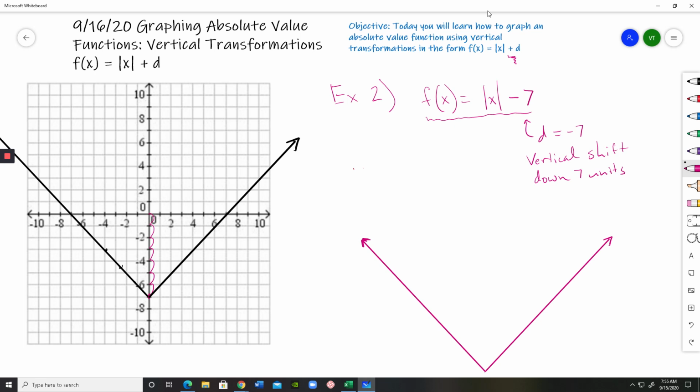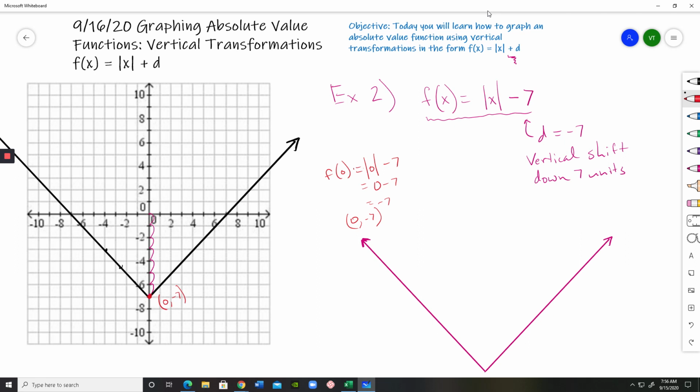Let's check out a couple points just to make sure we've graphed this correctly. Our vertex, excuse me, I keep saying origin, the vertex should be at 0, negative 7. Let's check that out. If I input a 0 into this new function, the absolute value of 0 is 0, and 0 minus 7 is negative 7, so that works. When I input 0, I get negative 7, just like the graph says.